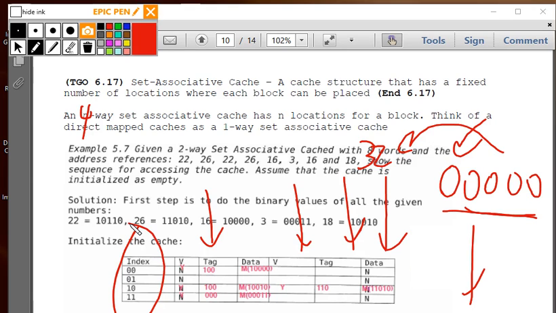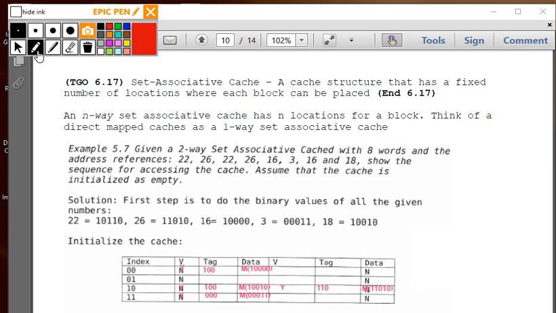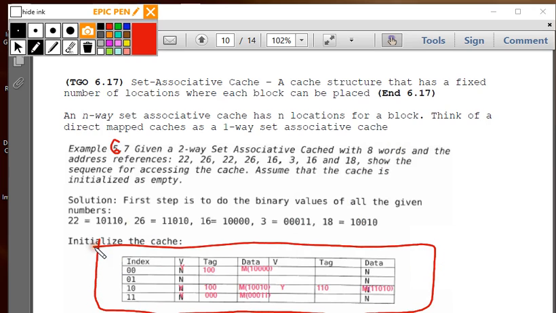So let's go over example 6.7. We're given a two-way set associative cache. On the exam, I'll expect you to draw these out. I'm going to have the next example where I say show me direct and show me set associative and compare the performance. So here I have a set associative cache with 8 words, and here are the address references: 22, 26, 22, 26, 16, 3, 16, and 18. Show the sequence for accessing the cache. Assume the cache is initialized as empty. So that means all of our valid bits are no.